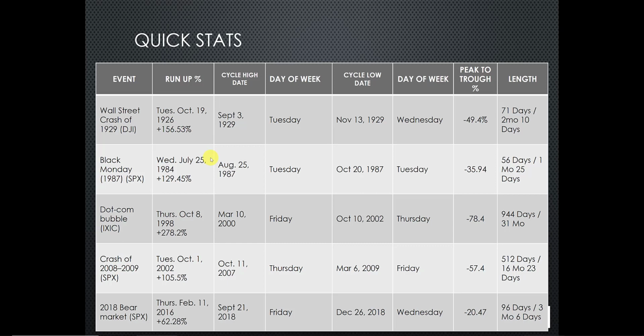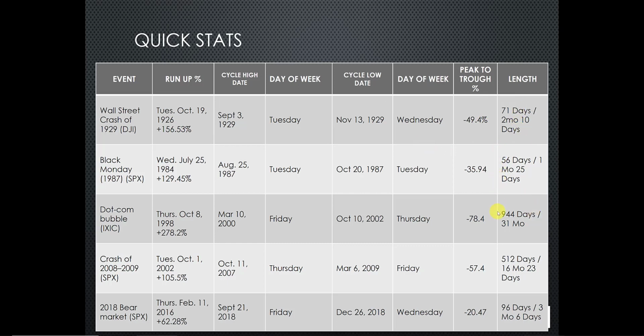So the Wall Street crash of 1929 again went up 150+%. I gave you some stats around the date of that cycle high, the day of the week that happened, the cycle low, the day of the week that low got hit, and then the peak to trough losses and the length of some of these pullbacks.